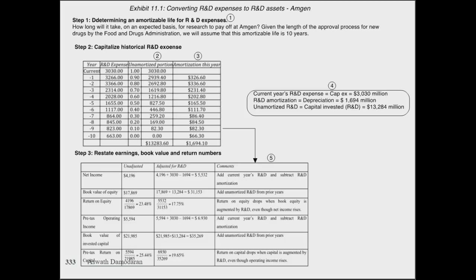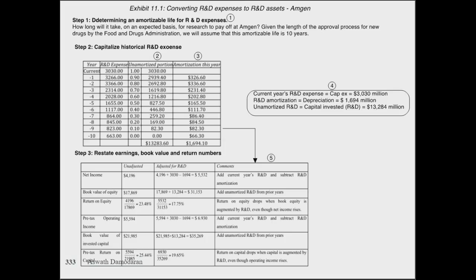So my unadjusted net income is $4.2 billion, but once I capitalize R&D, that income jumps to $5.5 billion. My book value of equity is $17.9 billion if I trust the accountants, but if I capitalize R&D, it jumps to $31.1 billion. My return on equity is 23.5% if I trust the accountants, but if I capitalize R&D, so every number shifts.